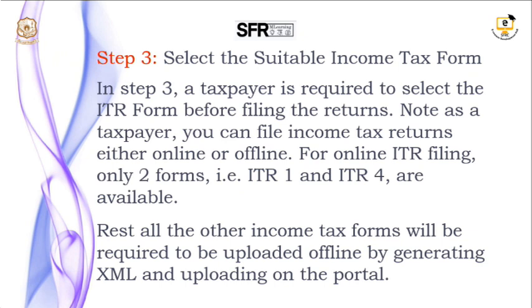A taxpayer is required to select the exact ITR form before filing their returns. You can file income tax returns either online or offline. For online ITR filing, only 2 forms, that is ITR 1 and ITR 4, are available. The rest of the income tax forms will be required to be uploaded offline by generating an XML file.